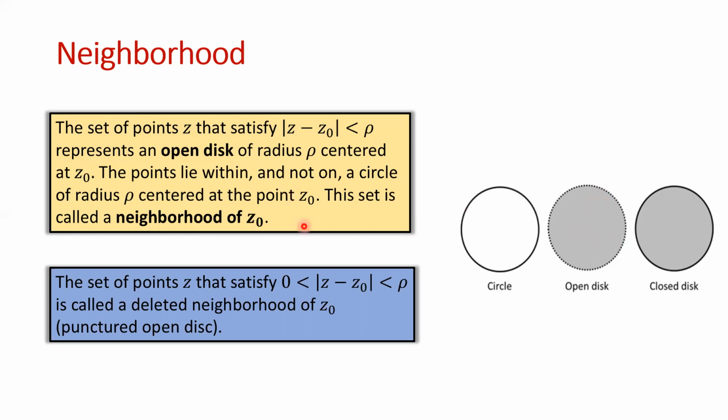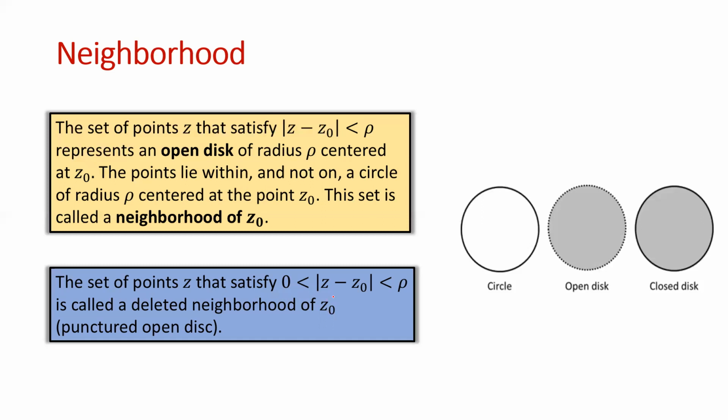If I delete the point Z0, that is, if I exclude the center point, then I have to put the condition 0 < |Z - Z0| < rho on this equation, that is, I am not taking the point Z = Z0. The set of points that satisfy this is called a deleted neighborhood of Z0 or a punctured open disk.